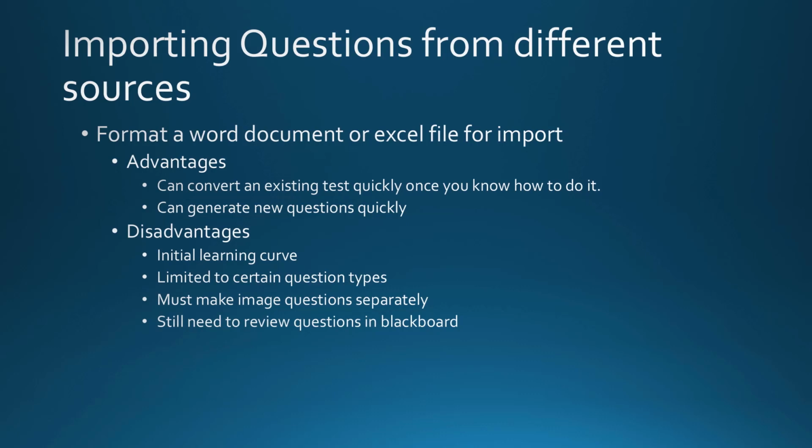A disadvantage is there is an initial learning curve, and hopefully I'm going to help speed that up a little bit. There is a limitation to certain question types. You can't do all question types. For instance, you can't do a hotspot through this method. You also cannot make image questions directly this way. You will have to go into Blackboard and make those separately or secondarily. And then of course you are still going to have to go through all of your questions in Blackboard to make sure that the correct answers are selected and that there aren't any mistakes.